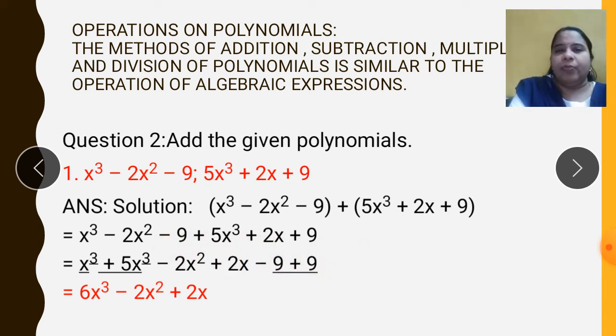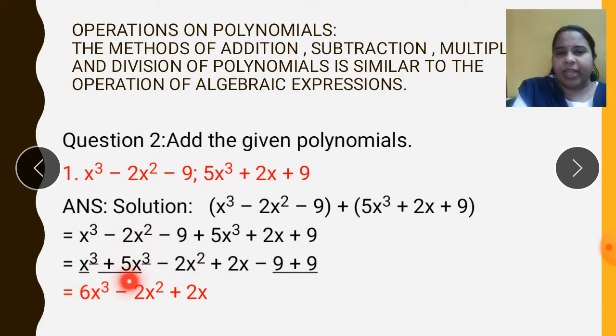Okay. Now x cube plus 5x cube. These are like terms. Don't do the mistake of writing it as x raised to 6. You don't have to add the index. You just have to add the coefficient that is written before it. I can see here 5. But what about this? What is the coefficient? Nothing is there means 1. So 1 plus 5, we get 6x cube.